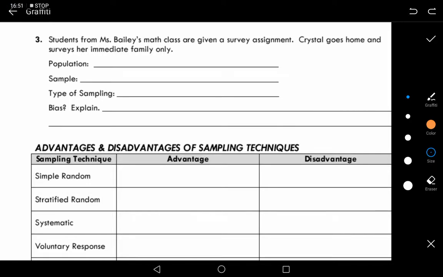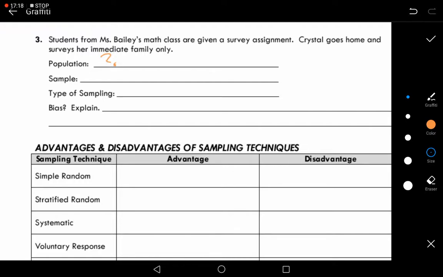So the population here, it doesn't really say, right? We just know that the students in the math class are doing a survey. And Crystal decides that she's just going to survey her immediate family, but we don't actually know what the population is, so I'm just going to put a question mark.